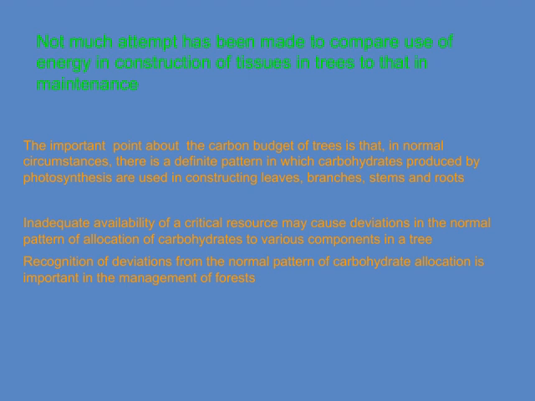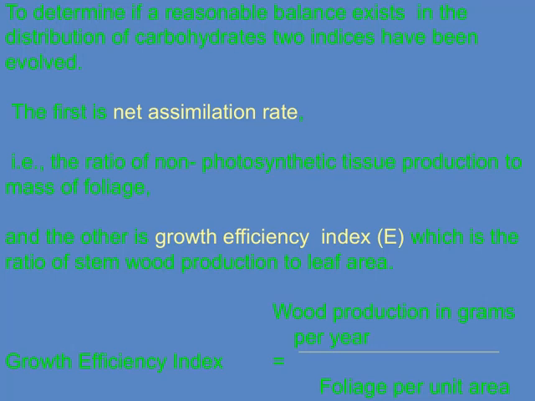To determine if there's a reasonable balance in how carbohydrates are distributed within a plant, we use two key indices. The first is the net assimilation rate. This basically measures how efficiently non-photosynthetic tissues, like stems and roots, are produced relative to the amount of foliage the plant has. It helps us understand how well the plant is converting its photosynthetic activity into growth beyond just the leaves.